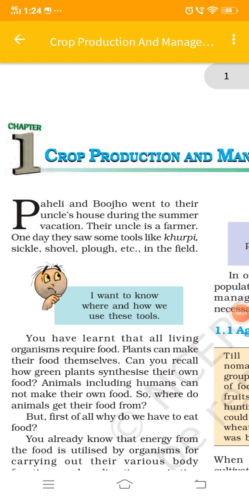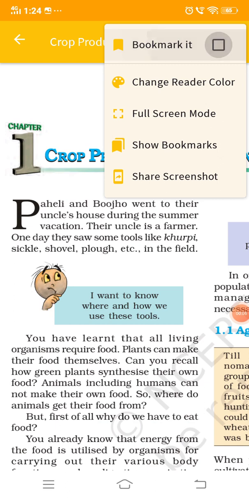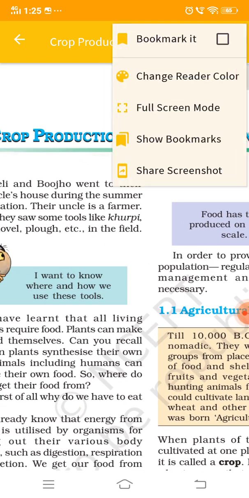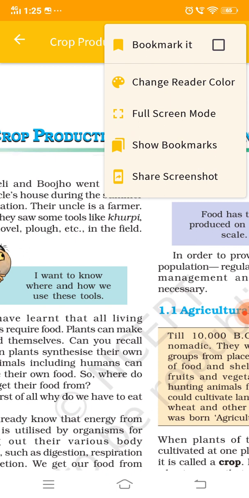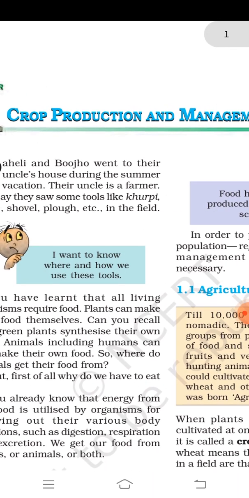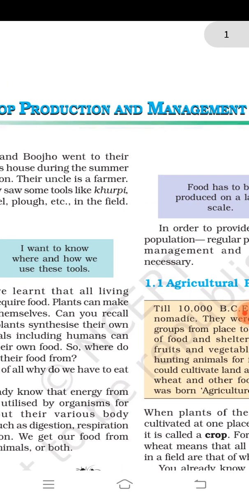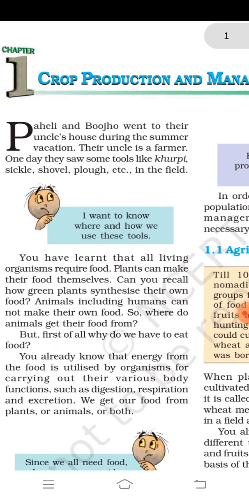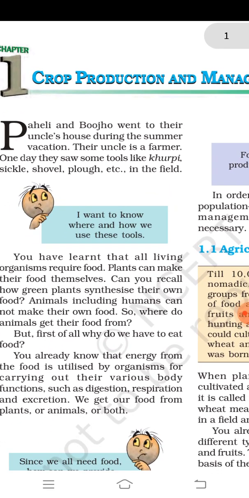Today we are going to learn a new chapter, and the name of the chapter is crop production and management. Now this lesson basically depends upon how agriculture is done, what the processes are for that, what the types of crop production are, how they manage it, and what things are used by farmers. This is mostly based on agriculture. So we'll just read the lesson, and I'm going to explain half the lesson in this part.